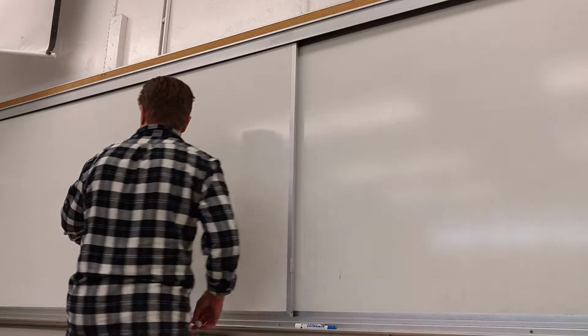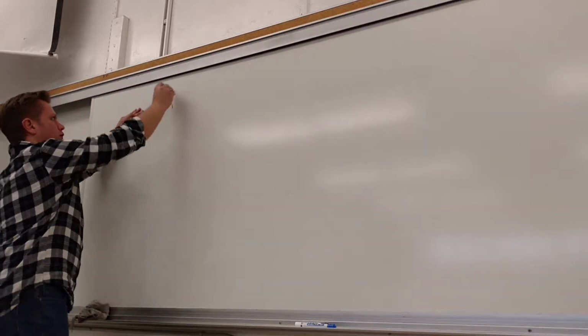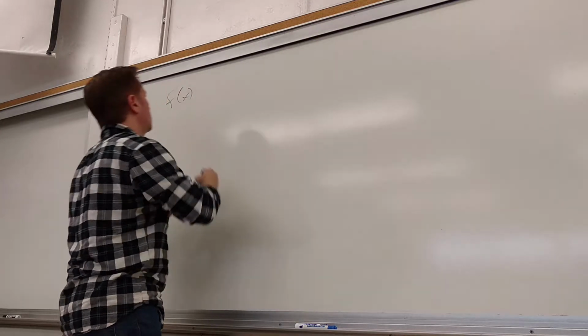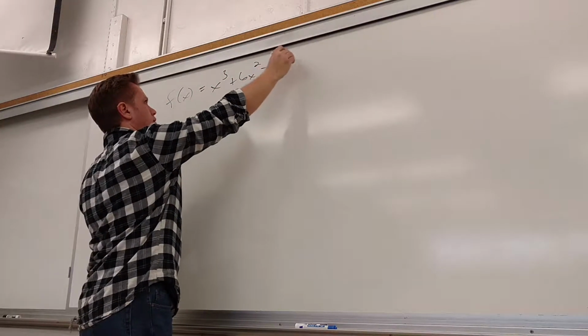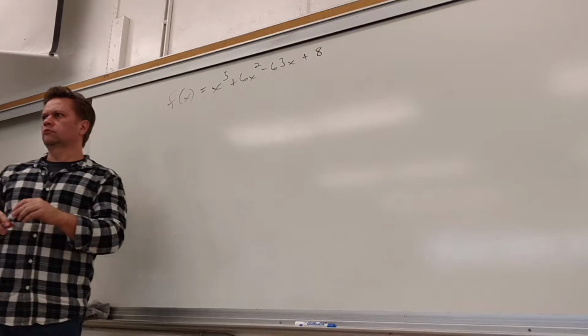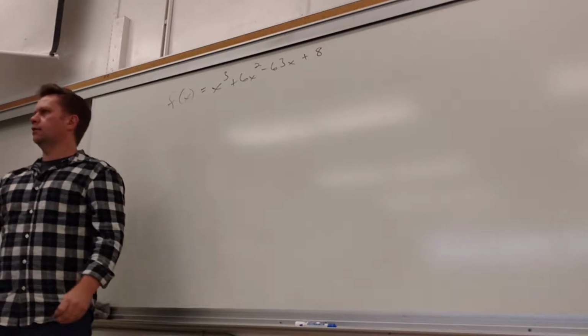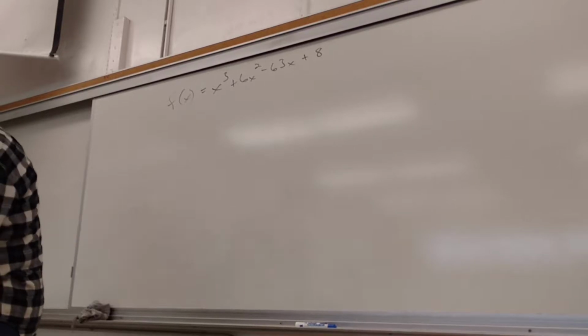So that last problem on that differentiation worksheet, what was the function again? X cubed plus 6x squared minus 63x plus 8. And it said find all places where this function has a horizontal tangent line. And what would that mean? That the slope is 0.